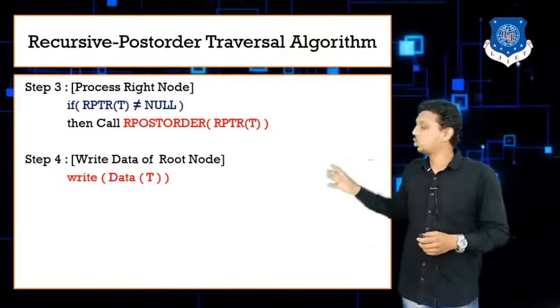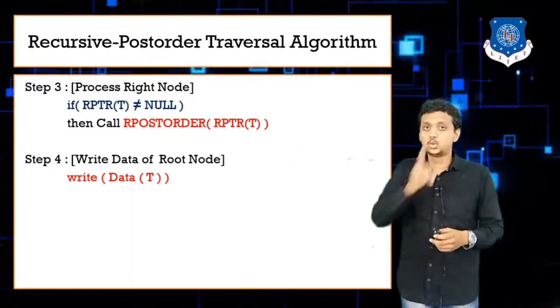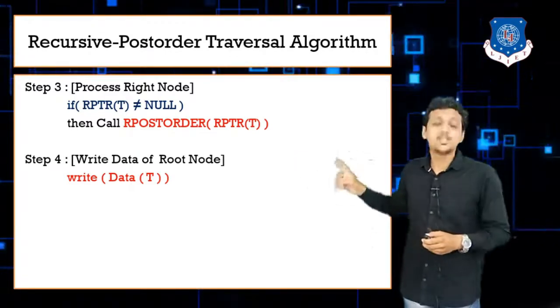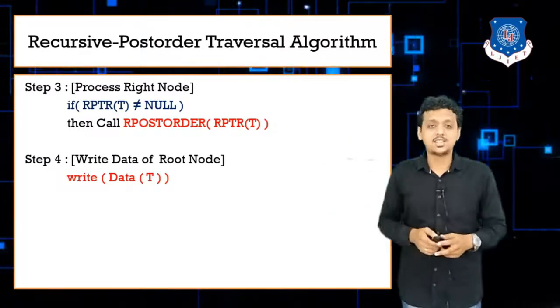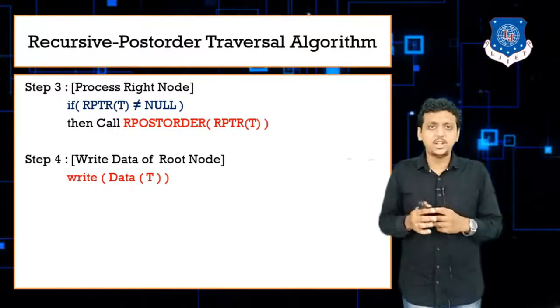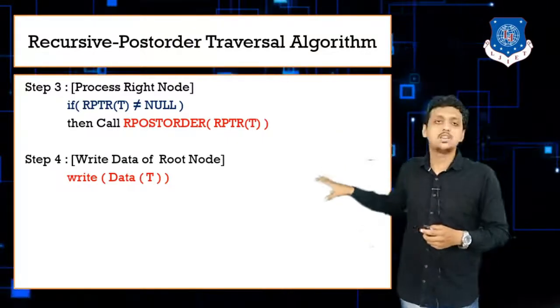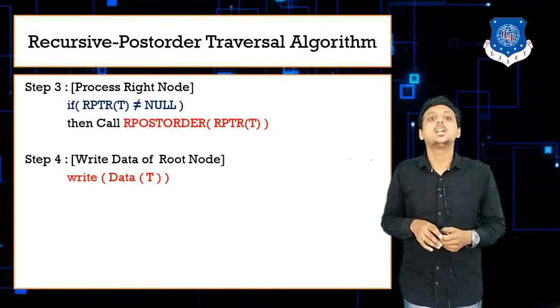I'm not going to show the tracing for post-order and in-order. You need to do that at home, because I have already shown it for the pre-order traversal algorithm. So just take any example of a tree and try to implement these recursive algorithms, in-order, post-order and pre-order, on that particular tree.